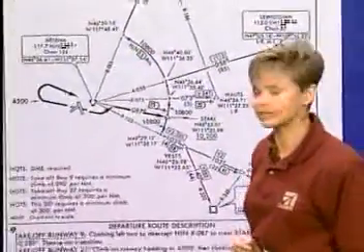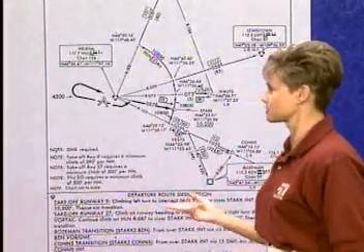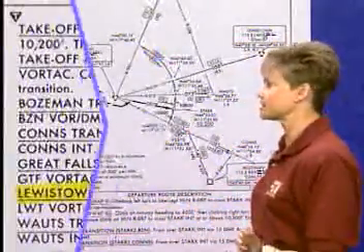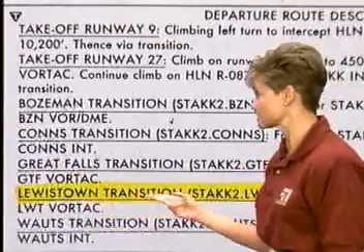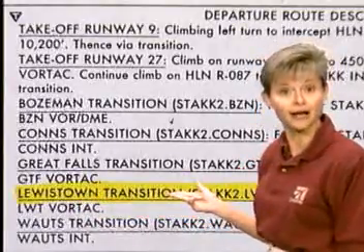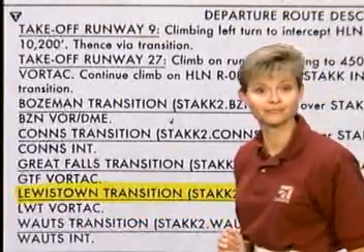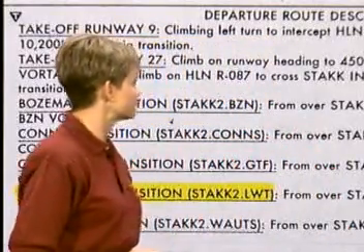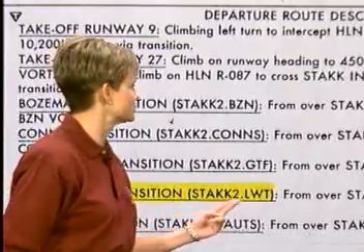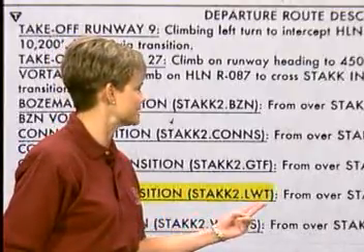Now notice down here in the departure route description section, it tells you this is called the Lewiston transition, and it describes how to fly the transition. When you file this departure procedure and transition in your flight plan, you would use the computer code stack2.lwt. Using this code lets ATC know you plan to fly the Stack 2 departure with the Lewiston transition.